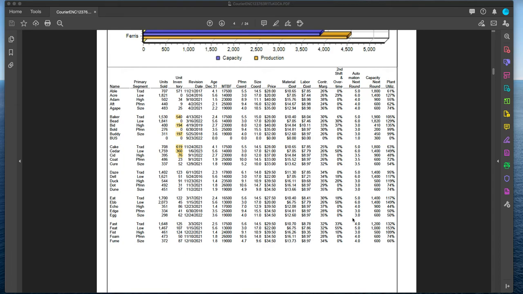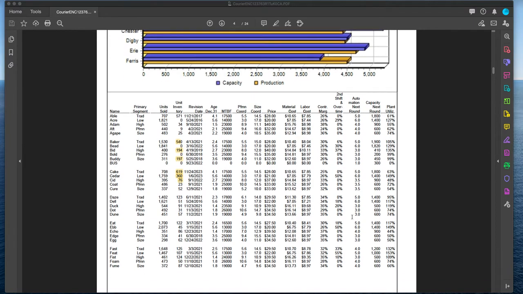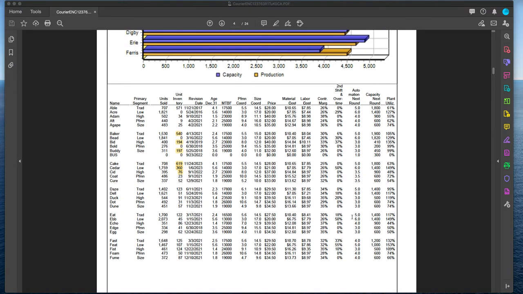Page 4 and look at the production analysis. So I've moved back to this page, and I just want to show you a few things that you can pay attention to. So I've already talked a little bit about managing inventory and better understanding inventory. A couple other things here too that you'll want to look at.